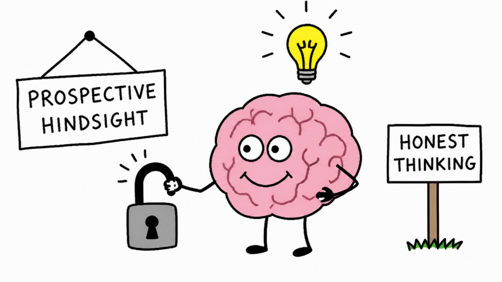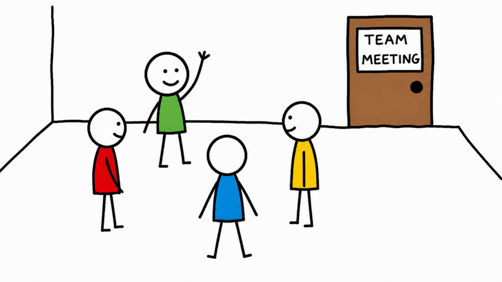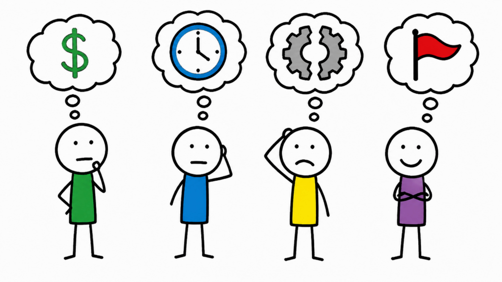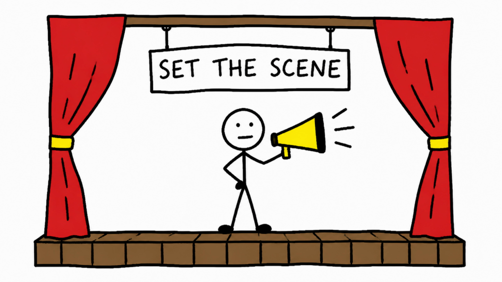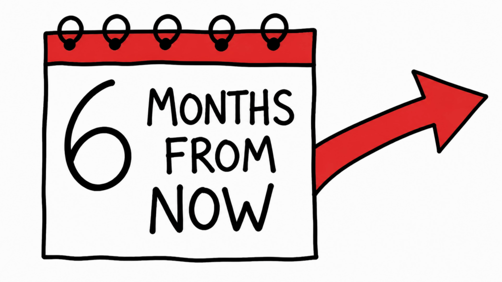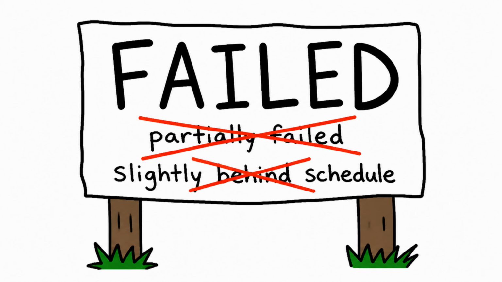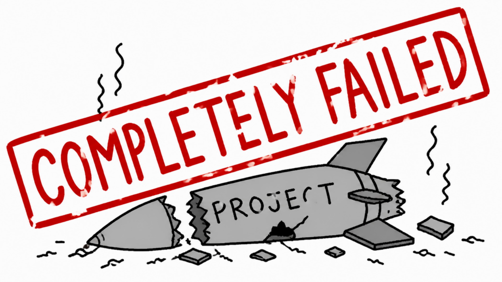So how do you actually run a pre-mortem? Step 1. Gather the people involved in the project. This works best with a team because different people notice different risks. Step 2. Set the scene. Tell everyone it's 6 months from now, or however far out fits your timeline, and the project has failed. Not partially failed, not slightly behind schedule, completely failed.